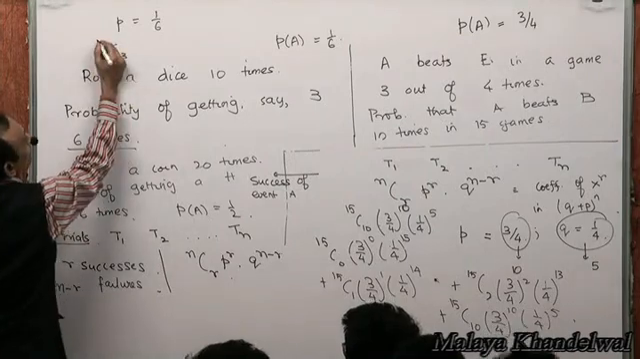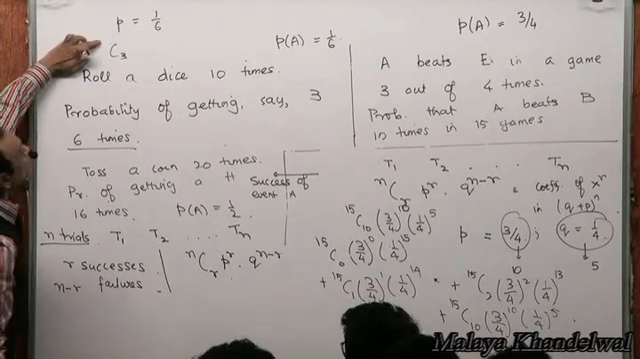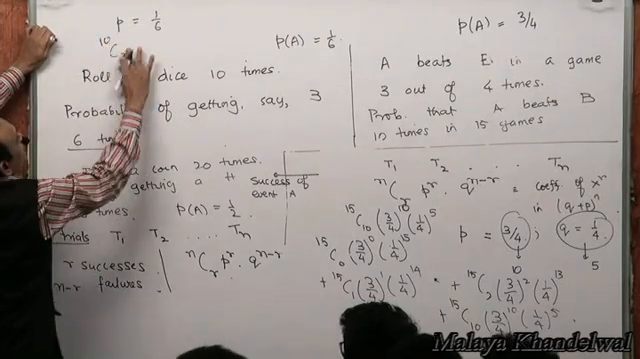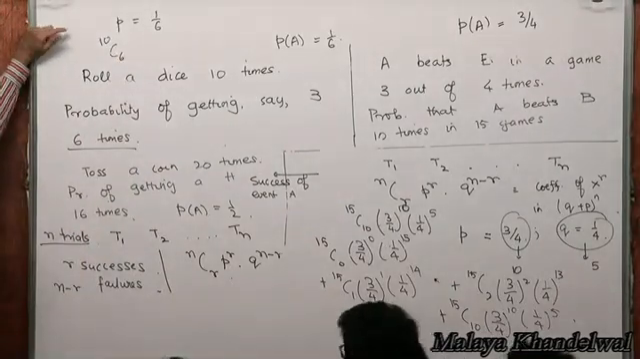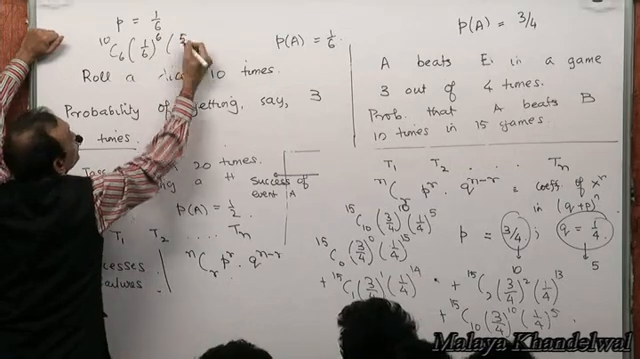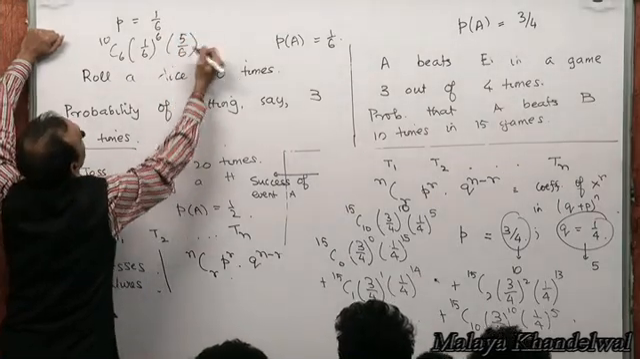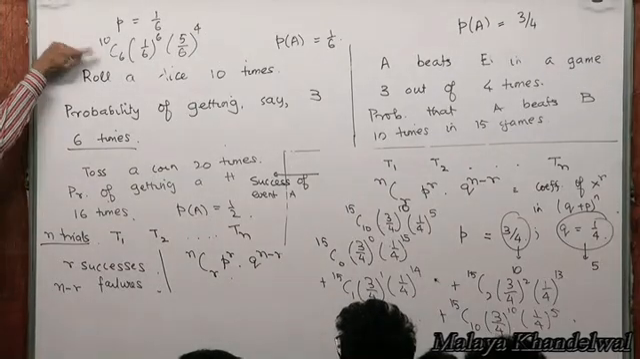10 trials are performed. Roll a dice. Probability of getting 3. So 10 times the experiment is performed and I want 6 successes. So 1 by 6 to power 6. That means Q is 5 by 6 to power 4. Yes or no? Do you understand what I did here?